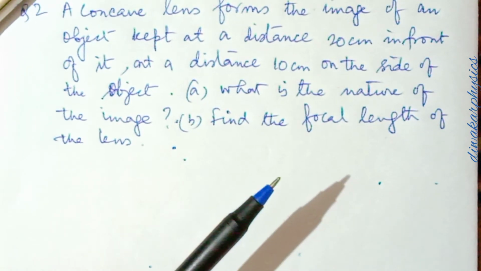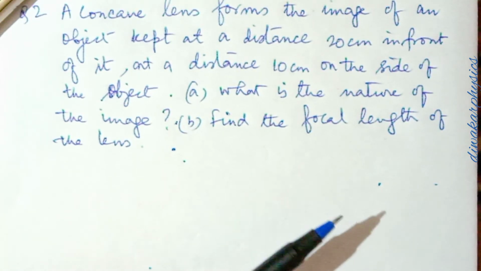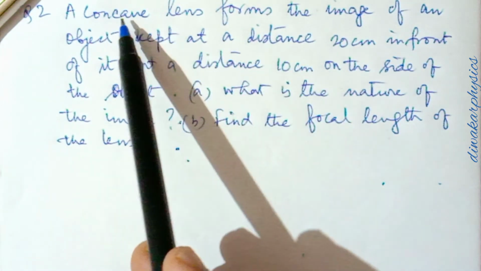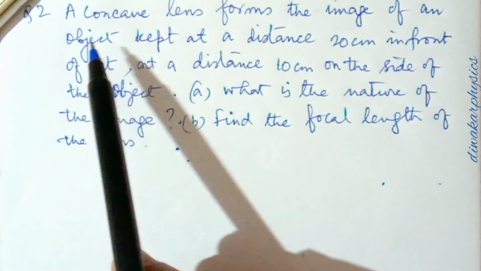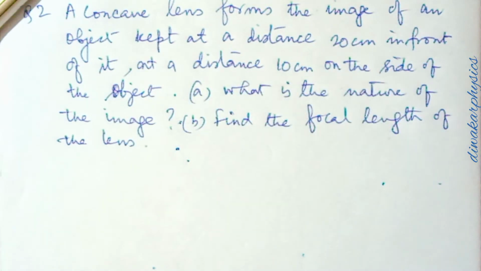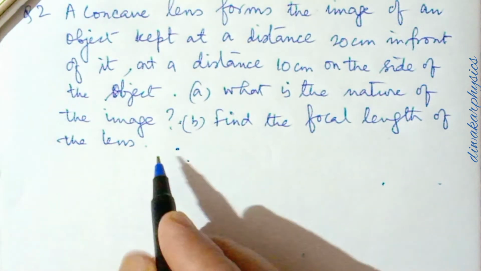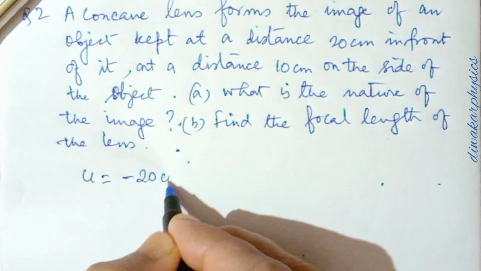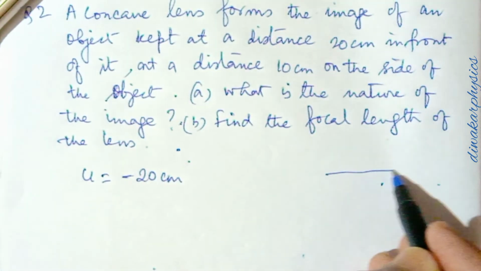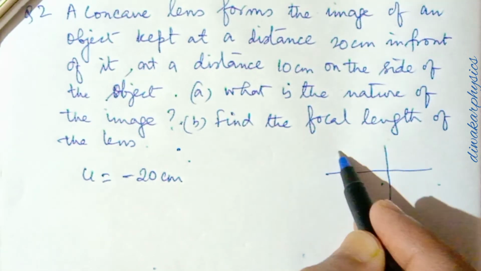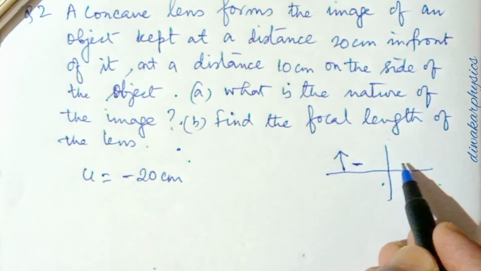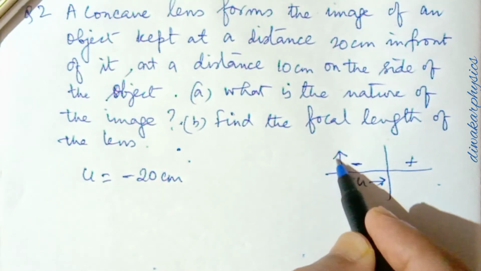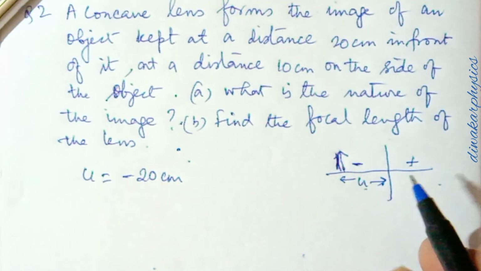Now again, you have to take the information from the question with proper sign convention. First, the concave lens forms the image of an object kept at a distance 20 centimeter in front of it. So that means u is minus 20. In the sign convention, the object is always kept on the left side, the negative side of the x-axis. So you will take this u as always negative.